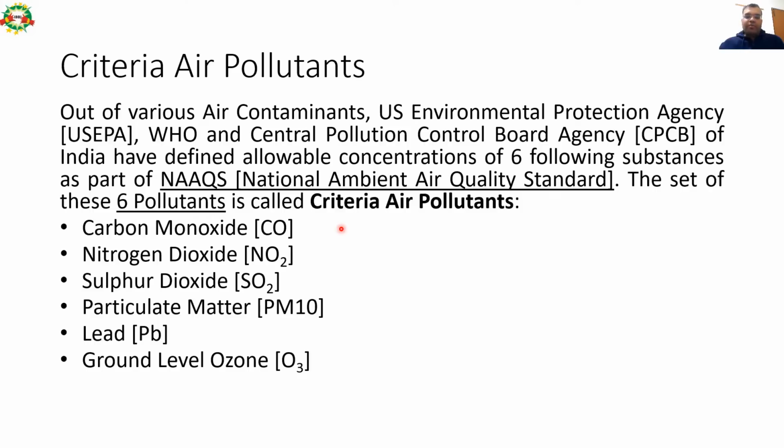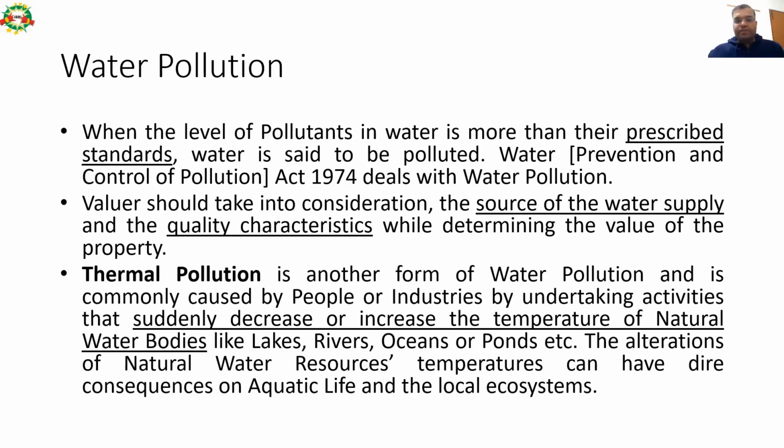pollutant: carbon monoxide, CO, nitrogen dioxide, NO2, sulfur dioxide, SO2, particulate matter, PM10. This is important: PM2.5, PM10. So this type of theory marks question may come in the exam. Lead, Pb, ground level ozone, O3. So these 6 pollutants are being considered under category of criteria air pollutant.